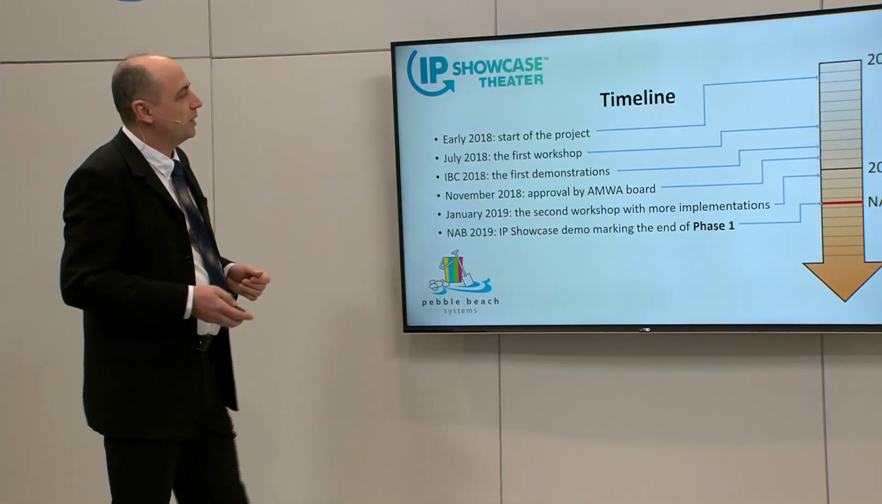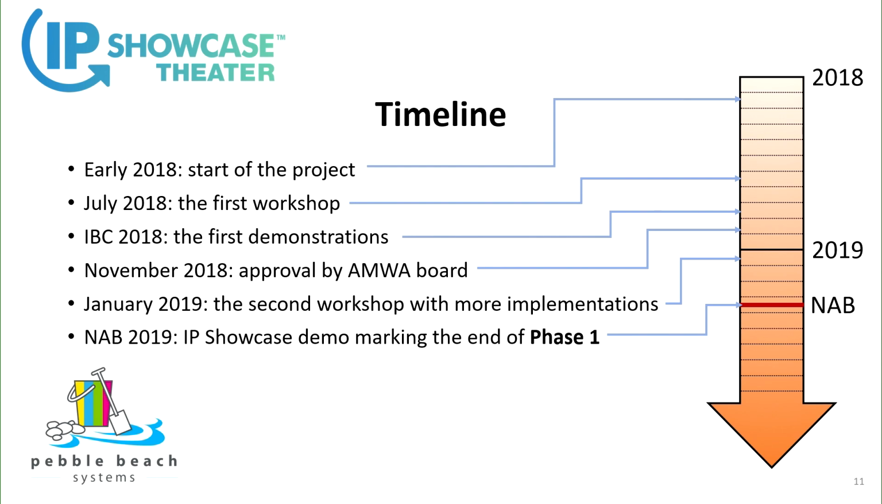Now let's have a look at where we are in the development of ISO 7. So the project started early last year. It was started by Suitcase TV, and a number of companies joined the project. And in July 2018, we had the first workshop in Wuppertal in Germany, where a couple of companies were testing the initial specification. At IBC 2018, there were 2 or 3 demonstrations already on vendors' booths.